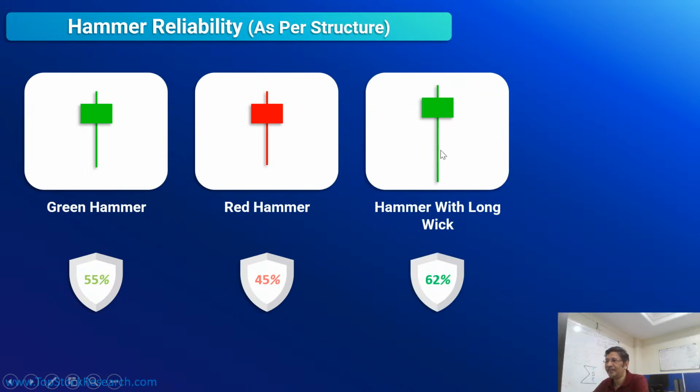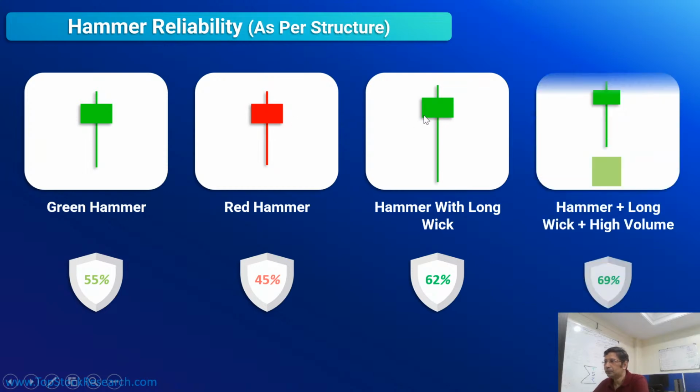Number three is if it has a very long wick. This is a long wick, this is a very long wick. If it has a very long wick, that tells you the market went very low, but somehow it came back. So the movement between this point and this point is pretty long. It gives you far better reliability. That's why it is about 62%. So what you should be looking at is not only the hammer, but how long the wick is and what the color of the hammer is.